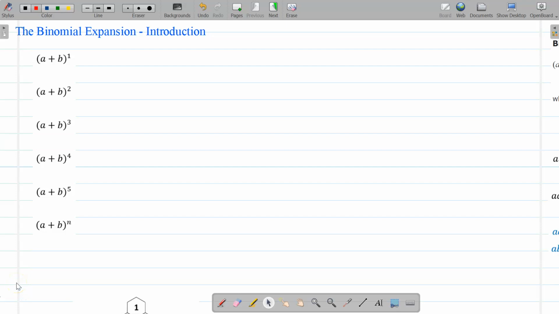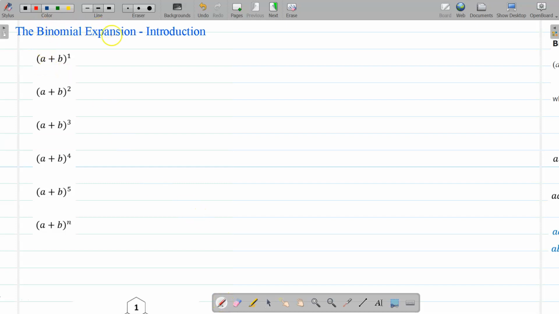Welcome to this introduction to the binomial expansion. So this will be of interest to people in their first year of A-level and also those in year 11 doing additional mathematics. Now, the binomial expansion refers to a binomial, which is a bracket containing two terms raised to a power. In other words, multiplied by itself many times over.